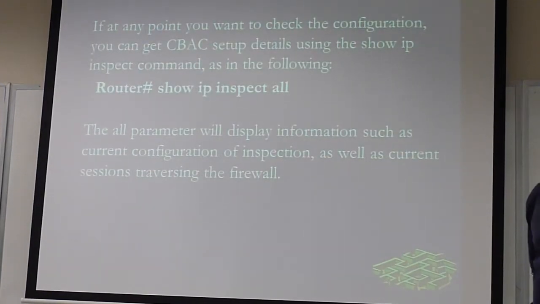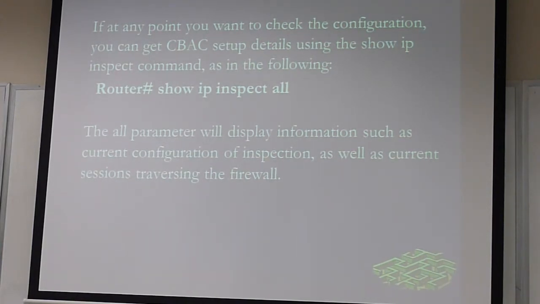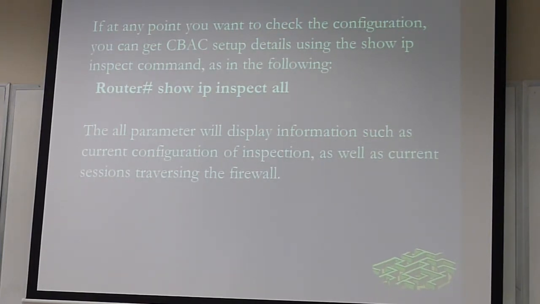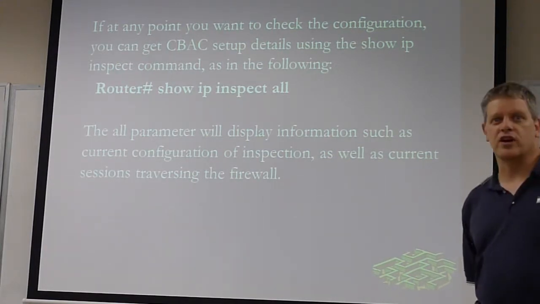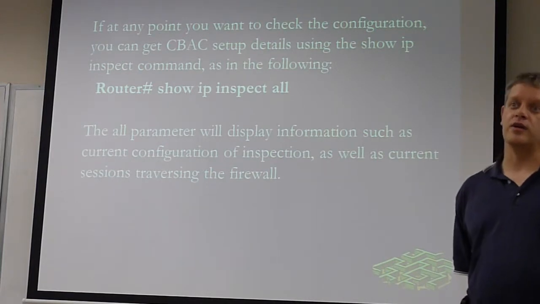If at any point you want to check the configuration, you can simply do the show ip inspect all, and it'll bring up details. The all parameter will display information such as current configuration of inspection as well as current sessions traversing the firewall, which is very important. You can look at your state information from individual PCs. Great if you're running a small network and you got about 5, 6, 7, 8, 20 PCs. If you're running a huge network, you need to find some automated tools that will help you manage that.